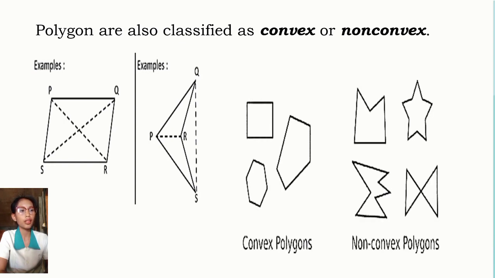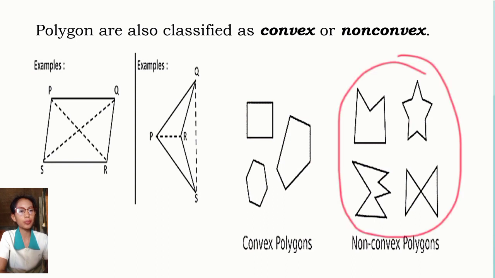Tas kapag diniretso mo tong line na nagpa-zigzag or nagpa-V sa kanya, pwede siyang makabuo ng isang shape na convex polygon. Katulad na lang nito.